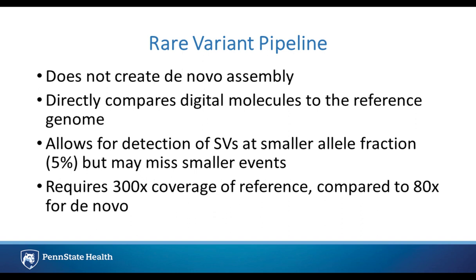That's what we call the de novo pipeline, because you're building a reference. You're building a genome de novo based on just overlaps of your molecules, and then you compare it to a reference genome. So you build it de novo first and then compare.